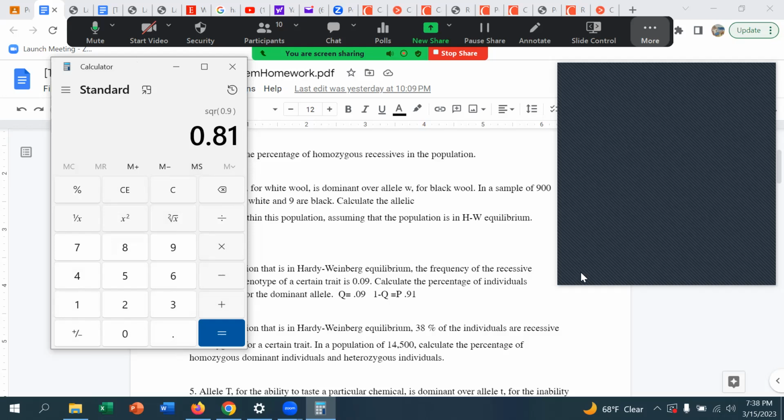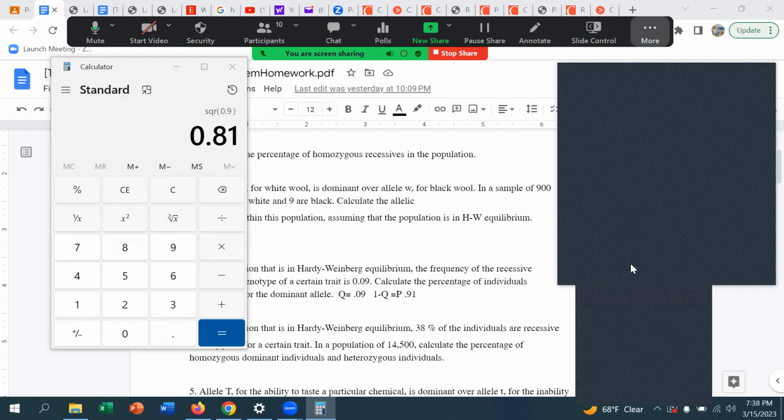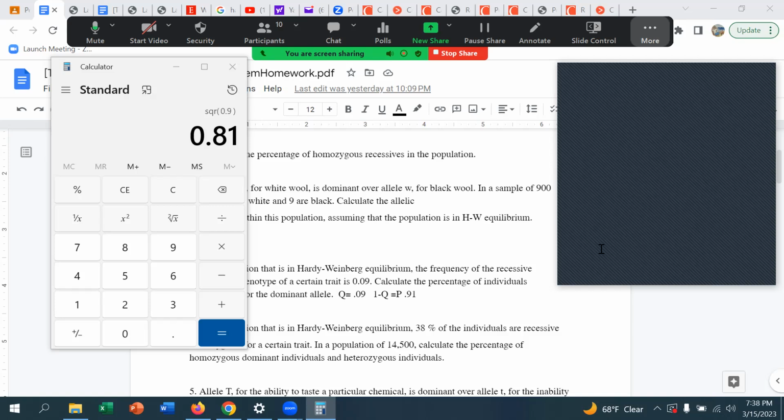All right, so now I have all of them so far, and in the chat box I'm going to write it down and hopefully you can see it. We determined that q, when we took the square root, equaled 0.1, and p equaled 0.9. I put that in the chat box. We take p squared, which was our next step, and p squared equals 0.81. So that's what p squared is.